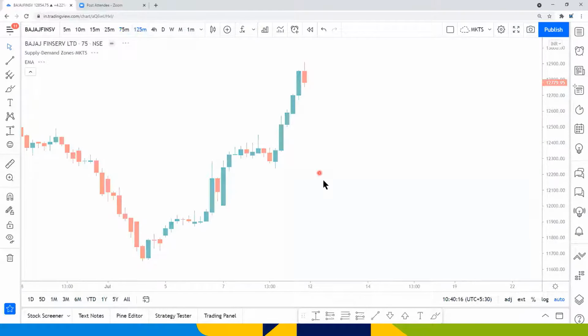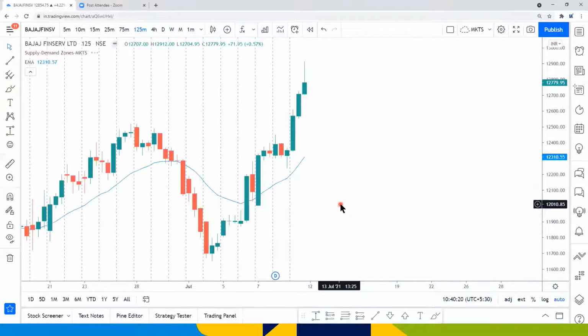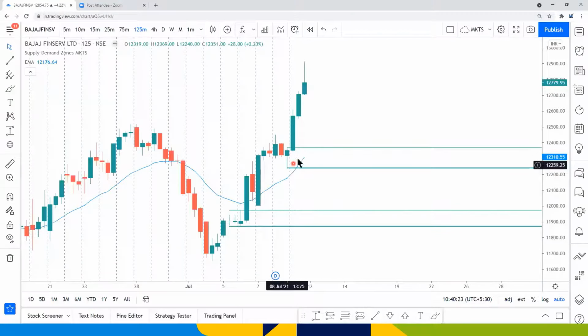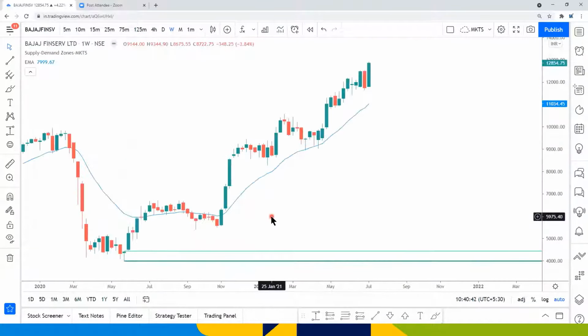$125 time frame. Where is the zone? Okay, so this is the demand zone. There were two demands. Price came very close, rallied up. Now on the way up, has it formed one more demand zone? Rally base, rally formation. Weekly chart, check.